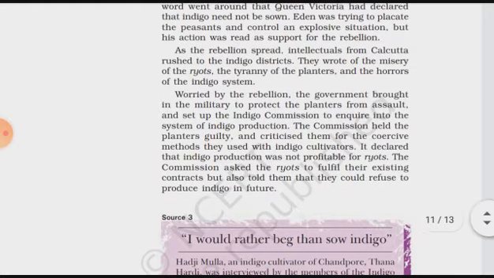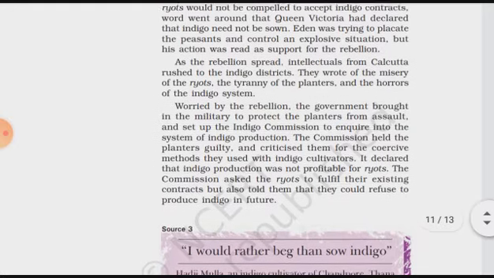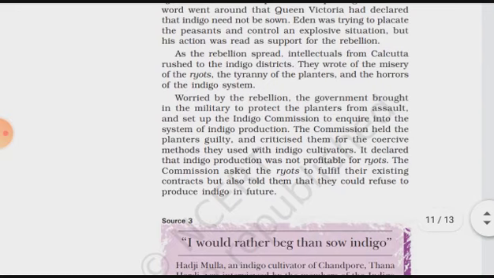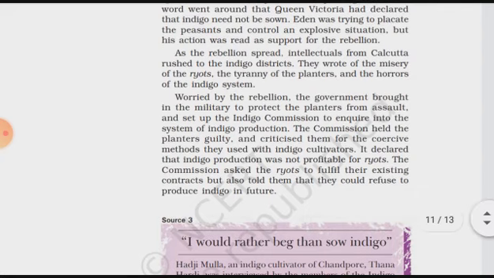So after this, what happened? As the revolt spread to many parts, these intellectual persons moved towards Kolkata and wrote about the misery, the sorrow, the very bad condition of the riots, and the tyranny of the planters, their unjust rule, which they were forcing over the riots. All these things were written by these intellectuals.